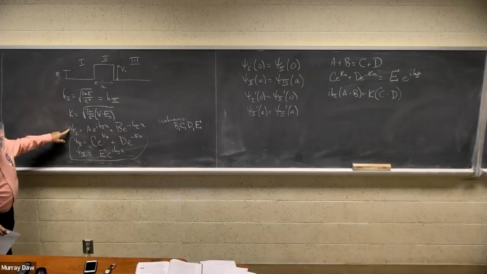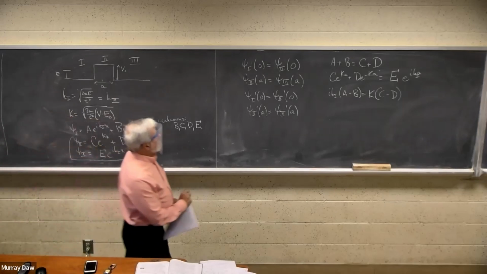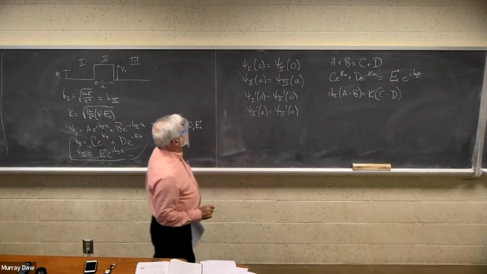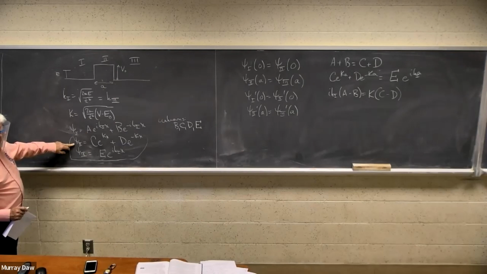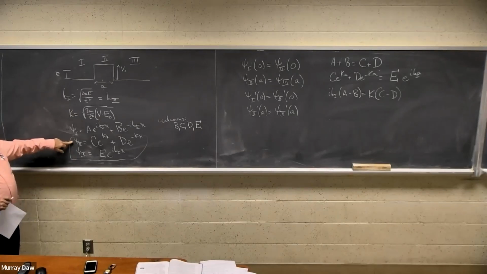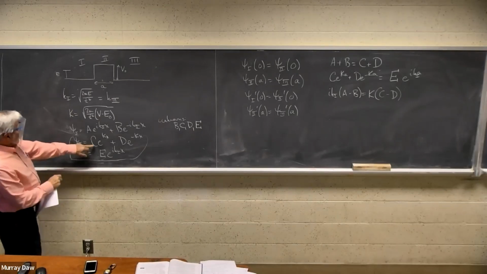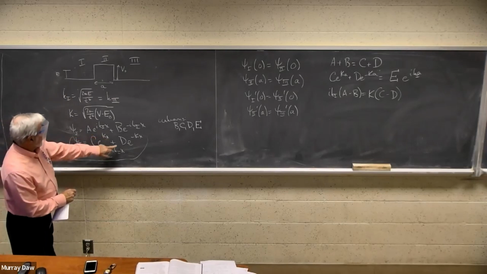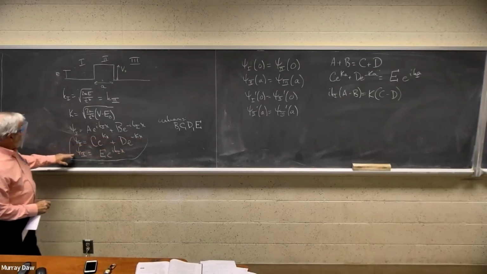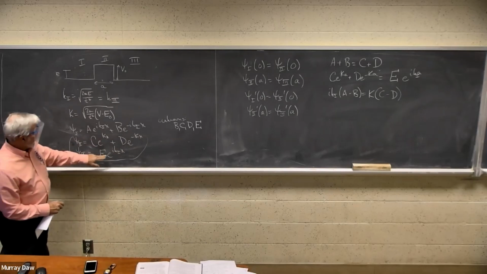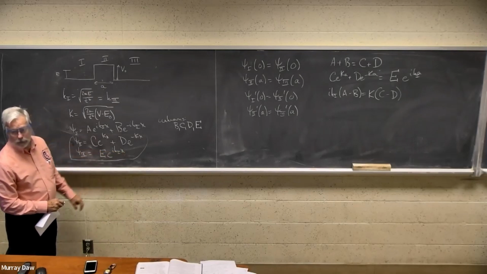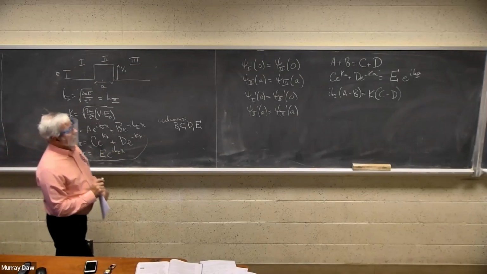I think I see the confusion here. See the second line, how it's psi region 2 of a. He's going from the left to right. Set x equal to a here, and so that's C e to the kappa a plus D e to the minus kappa a. And then we have to set x equal to a here as well. So this is E e to the i k1 a. That's right.